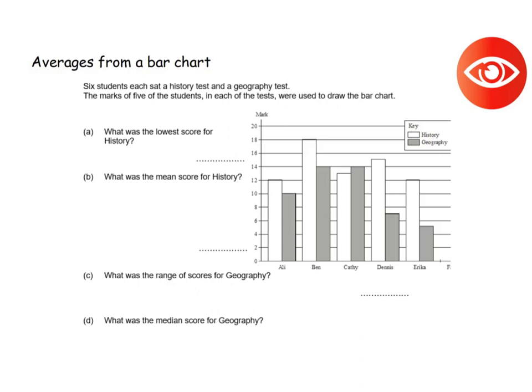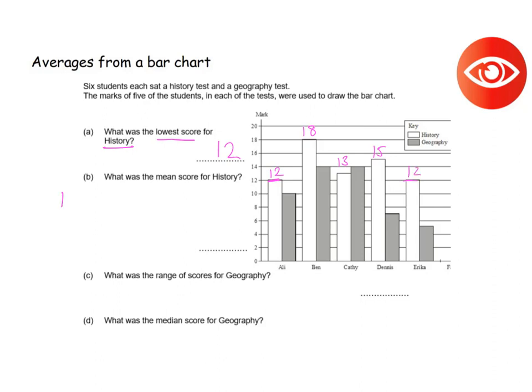So we're interpreting bar charts, looking mainly at averages. The lowest score for history, so I'm looking at the white bar, is going to be 12. The mean score of history, now to do the mean we're going to actually write down all the different scores of history. So that one is 12, 18, 13, 15 and 12.